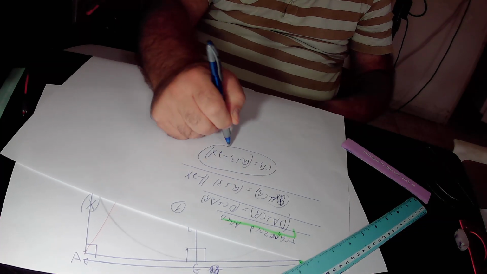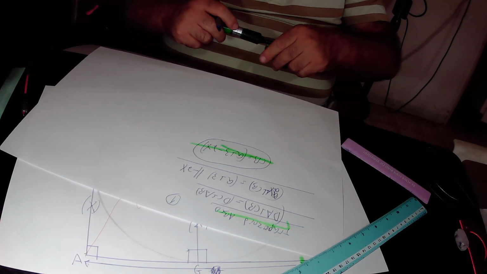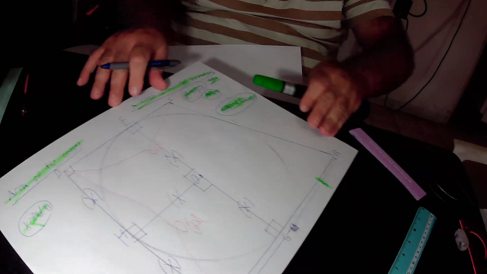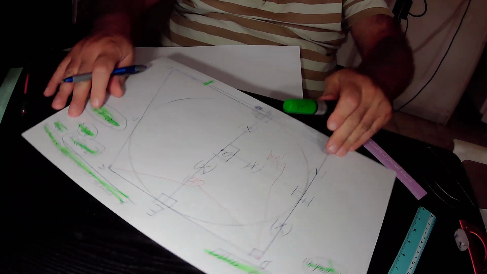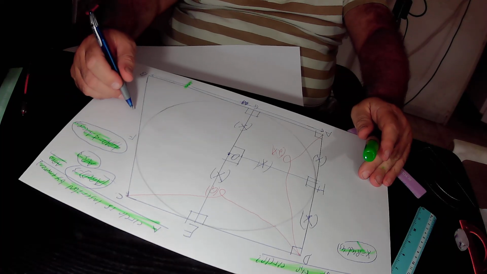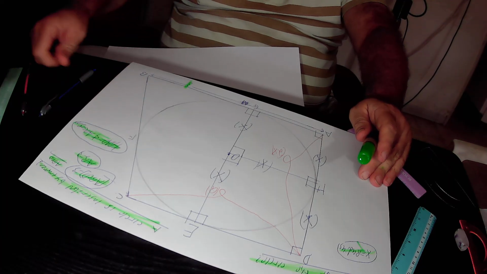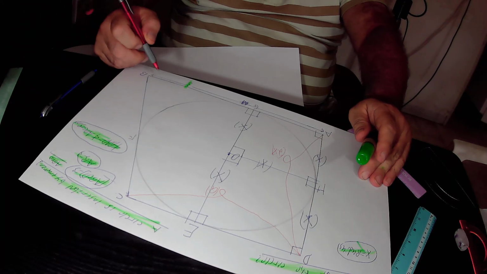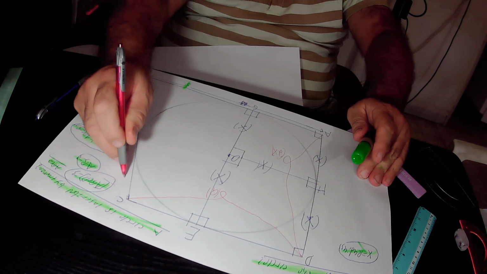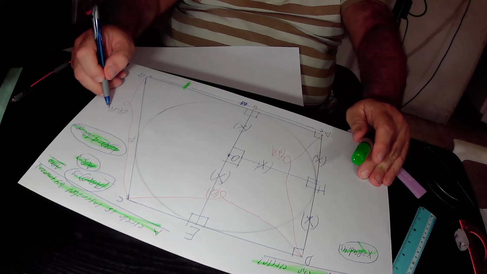And again, the missing side CB of trapezoid ABCD equals A plus 3 minus 2x. This is the missing side CB, which equals A plus 3 minus 2x.